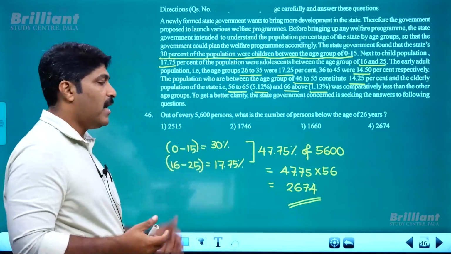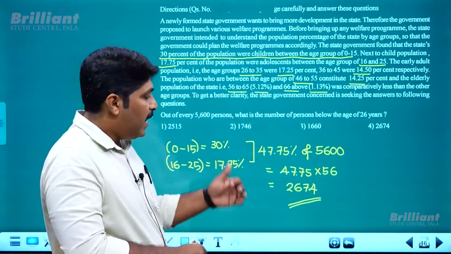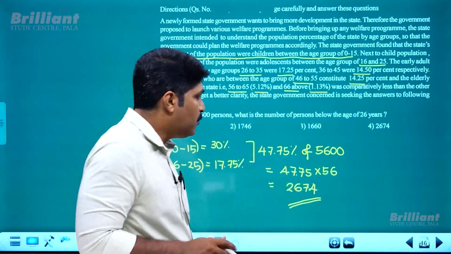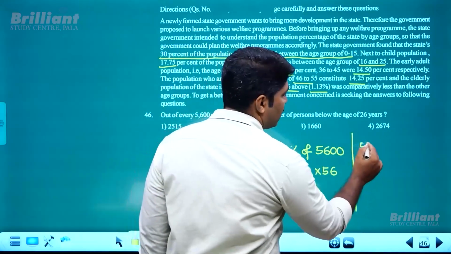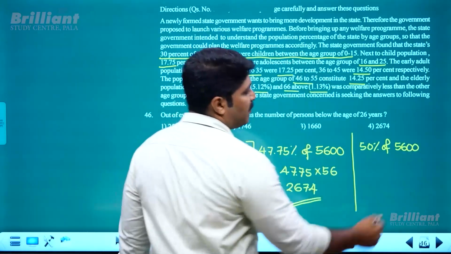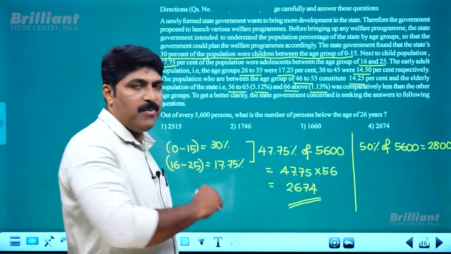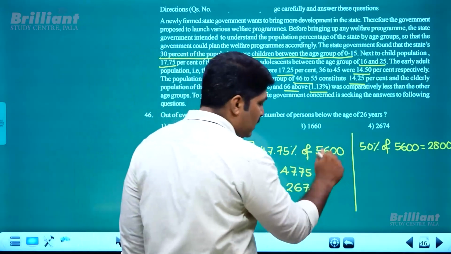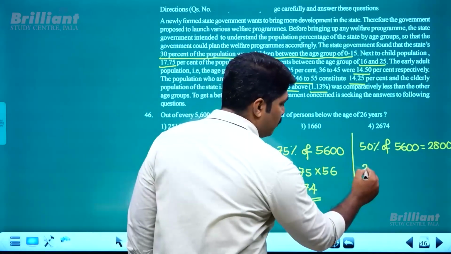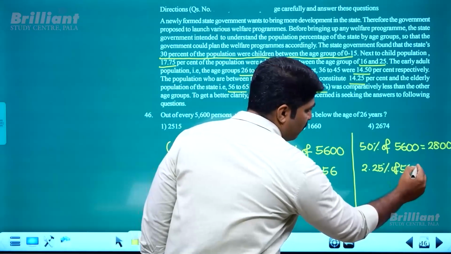How to do the operations here? I already mentioned that point. 47.75% of 5,600: either you do the operations directly, just multiply these two values together, or you simply consider what is 50% of 5,600. 50% of 5,600 is 2,800. What is this 47.75? That is less than 50%. How much less? It is equal to 2.25% less. We just subtract 2.25% of 5,600.